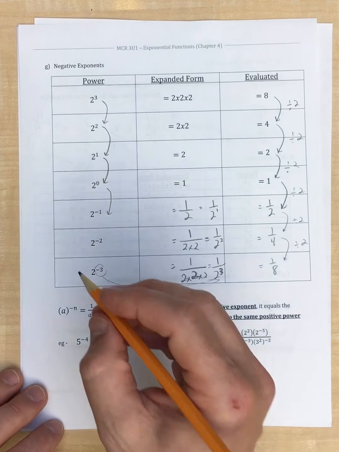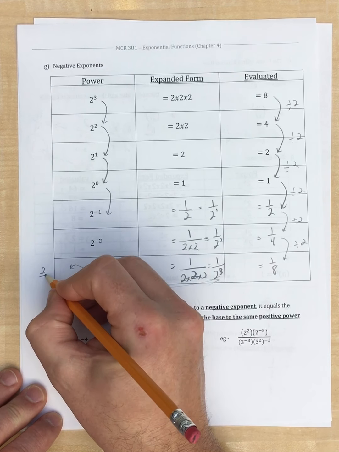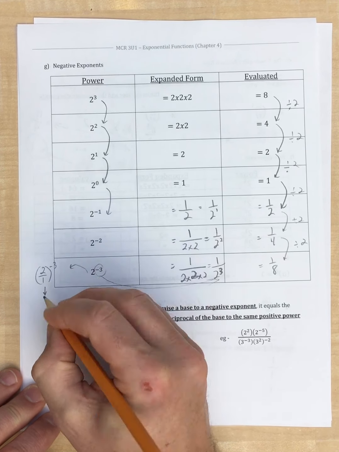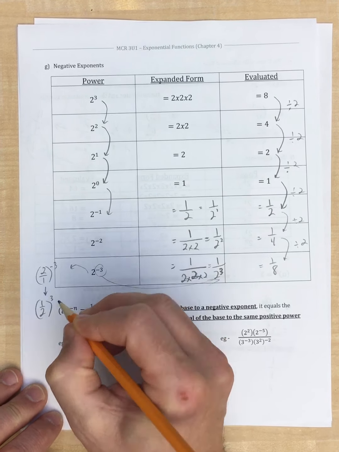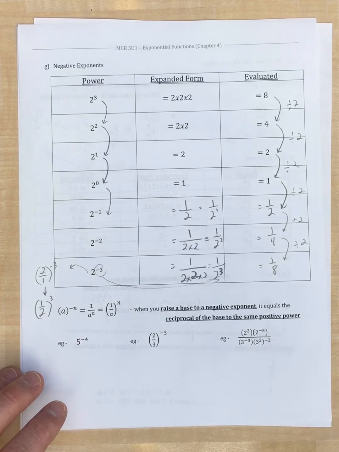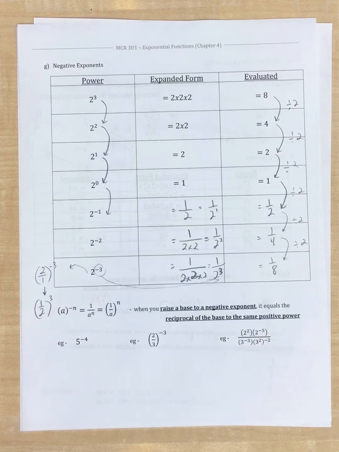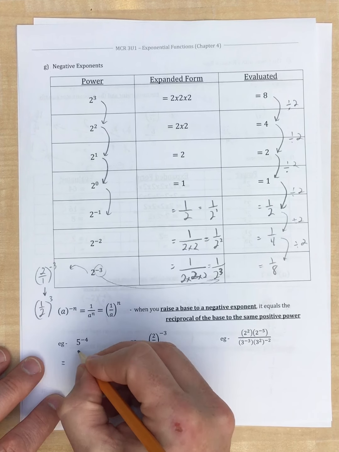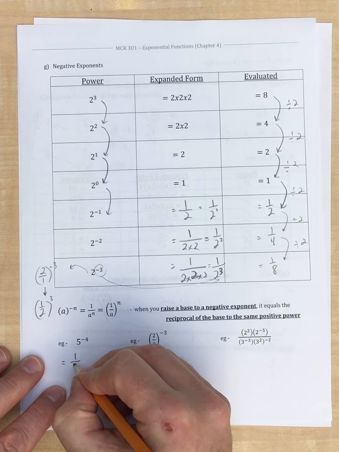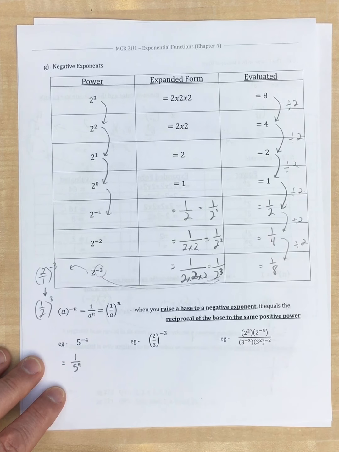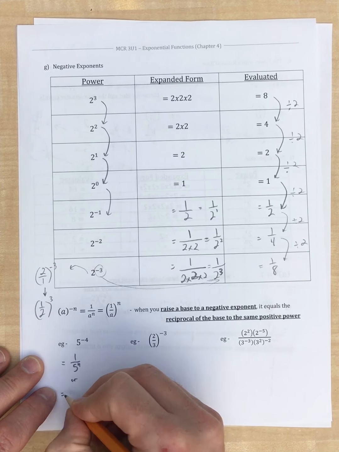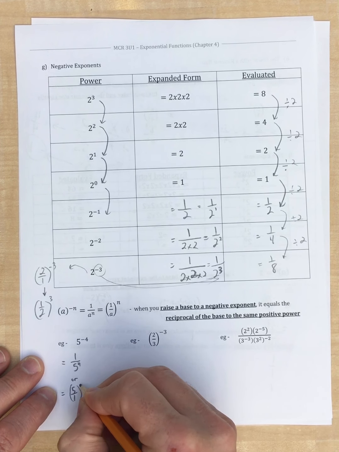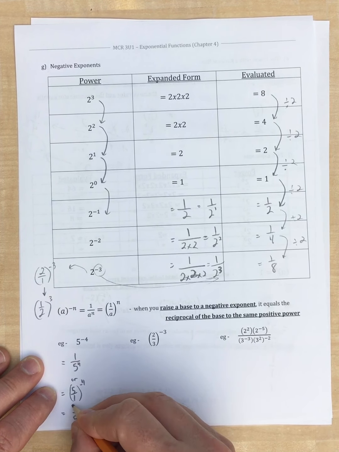Another way to look at a negative power is that it's my base of 2 over 1 to the negative 3, and I turn it into 1 over 2 to the positive 3. However you look at it, whatever perspective you want to use, both of them are logical and sound, and they make sense. So any negative exponent is, in essence, 1 over that to the positive exponent. So if you look here, 5 to the negative 4 is really 1 over 5 to the 4. Or it's 5 over 1 to the negative 4, which is equal to 1 over 5 to the 4.